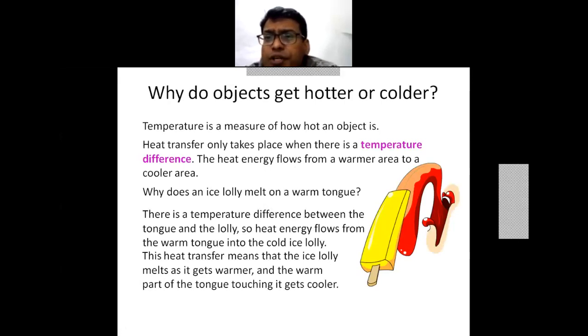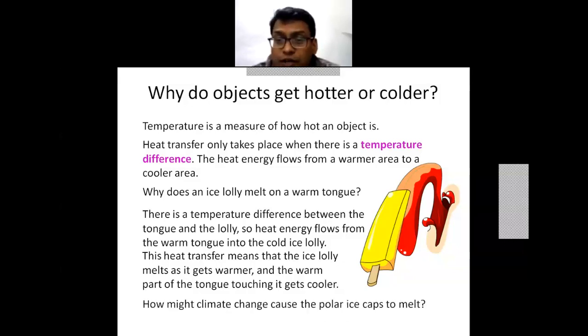Generally, why do objects get hotter or colder? Temperature is a measure of how hot an object is. Here in the figure you can see a lolly and a tongue. The heat transfers as the tongue is hot. The heat from the tongue is transferred to the lolly and it gets melted. The heat is absorbed into the lolly, so your tongue loses that heat, and as a result you feel the cold on the tongue.